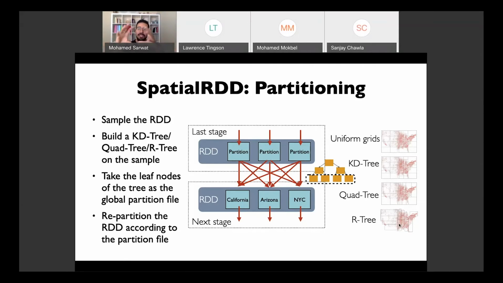We take the leaf nodes of these partitioning trees and use them as the global partition file, which is stored in the master node, and then repartition the RDD according to the partition file. This is how it's done within Apache Spark itself. It's done in 2 stages. In the first stage, you have an RDD that is not partitioned, and then you have to go through what we call a wide transformation to do the partitioning. But you do it only one time, even though it's expensive, and then you benefit from the spatial proximity-based partitioning, because many spatial queries and spatial applications will benefit from that.